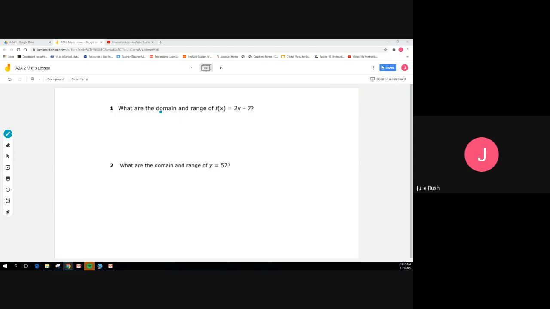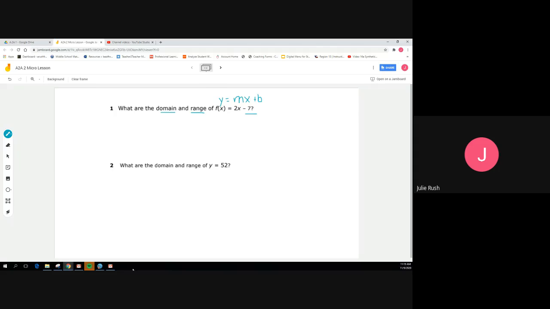Our first problem, number 1, is asking for the domain and the range of f of x equals 2x minus 7. Remember that f of x is another way to represent y. If we look at our equation, we can see that it is already in y equals mx plus b format. So we know that negative 7 is our y-intercept, and we have a slope of 2.